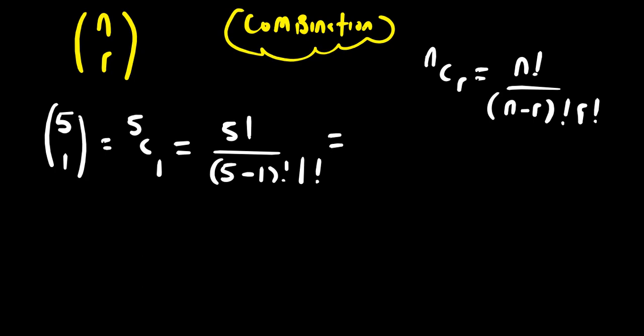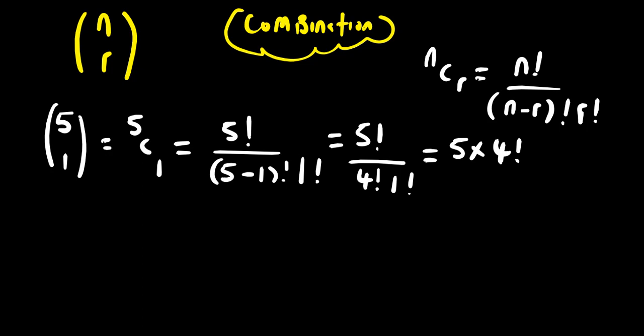So let's solve. On top I've got 5 factorial, over 5 minus 1 in the bracket, which will just give me 4 factorial, multiplied by 1 factorial. Now 5 factorial can also be written as 5 multiplied by 4 factorial, over 4 factorial times 1 factorial. So the 4 factorial and the 4 factorial can divide, and I'm going to remain with 5 divided by 1 factorial.